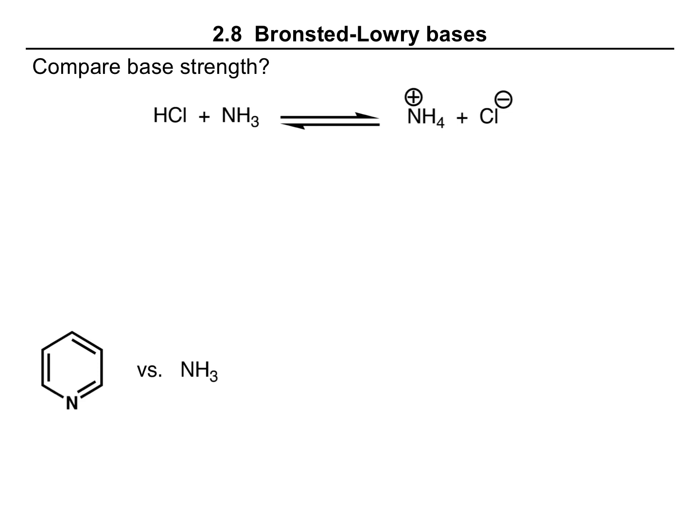So we've spent all this time talking about how to compare acid strength, and we'll focus on pKa. The smaller the pKa, the stronger the acid. The larger the pKa, the weaker the acid. What about base strength?